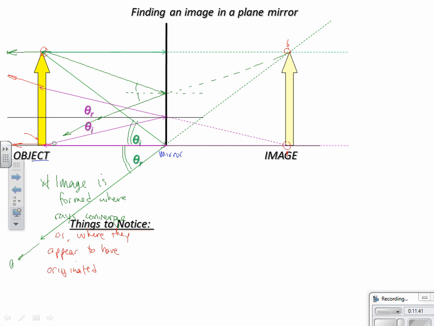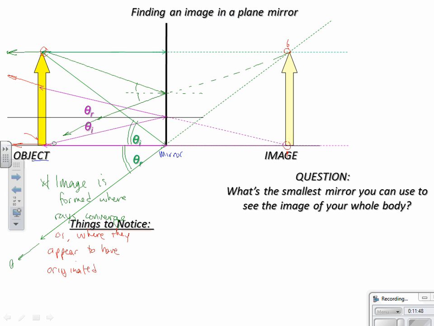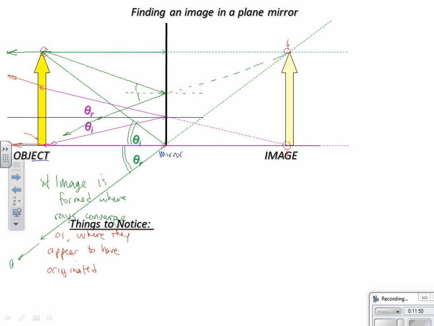Things to notice about the image. What do you notice about the image? Sorry, I'm just trying to see what comes up here. Oh, good question. Things to notice. One, we say the image is upright as opposed to inverted. Not inverted, right? The arrow points up.